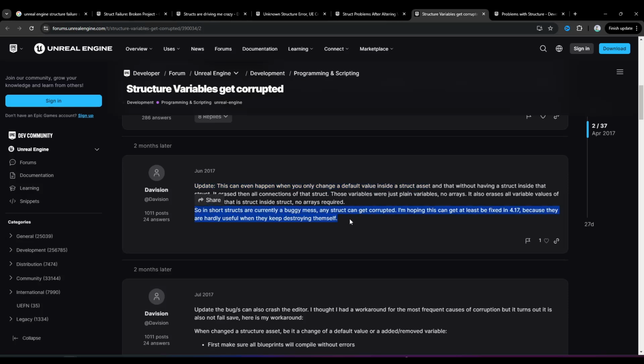So in short, structs are currently a buggy mess. Any struct can get corrupted. I'm hoping this can at least be fixed in 4.17.